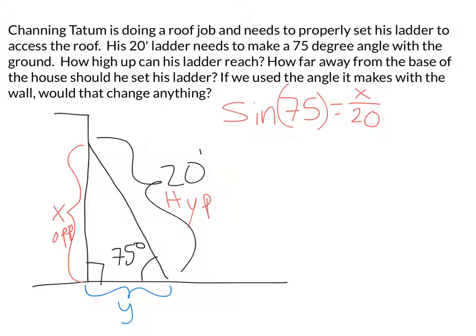So I can go ahead and solve this. I'm going to need to multiply by 20 on each side. So I'm going to have 20 times the sine of 75. When I type that all in my handy-dandy TI-83 or 84 calculator, or whatever calculator you might be using, I'm going to get X is approximately equal to 19.3185, 19.3 feet. So that's how far up it's going to reach.